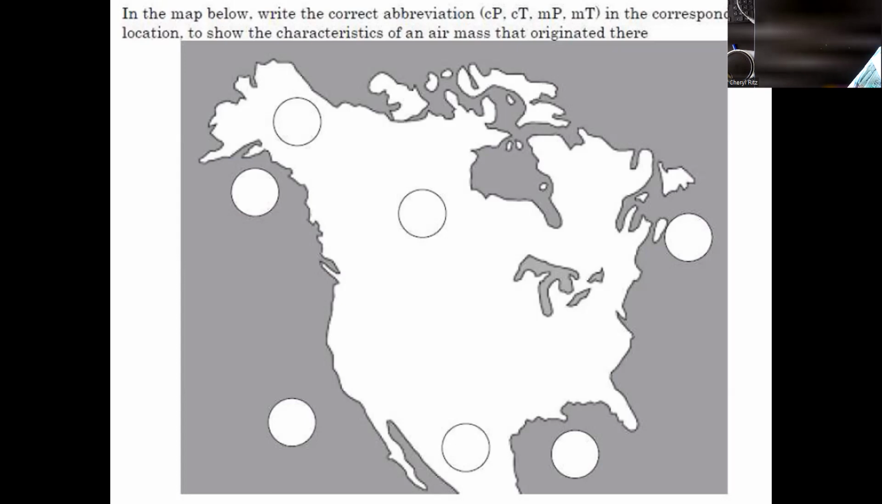And the very last one, way up there in Alaska, that's going to be the CA. Notice there is no MA, only CA. CA, the C tells us it's going to be dry, and what does the A tell us? Very cold.